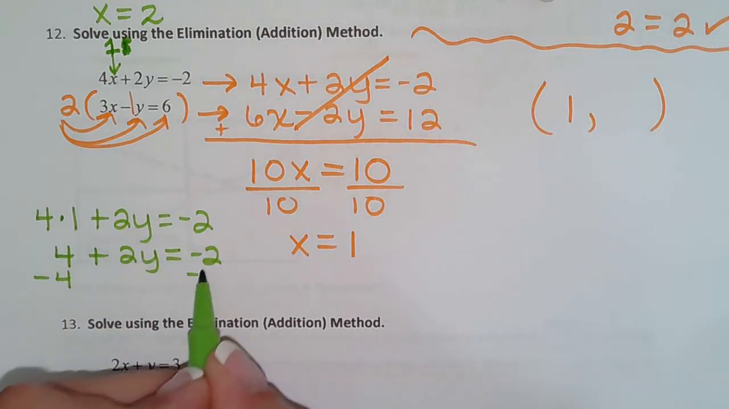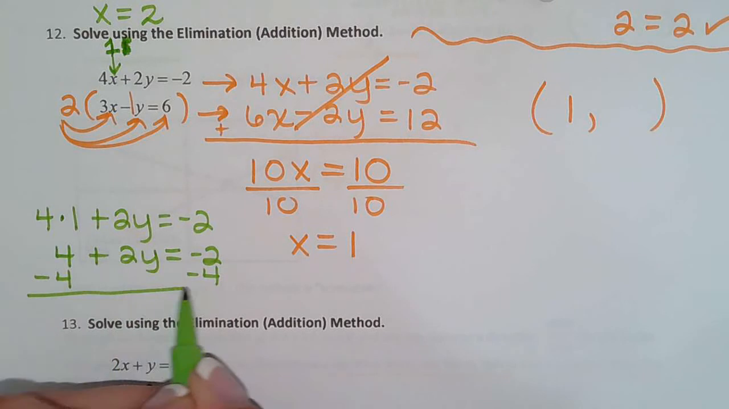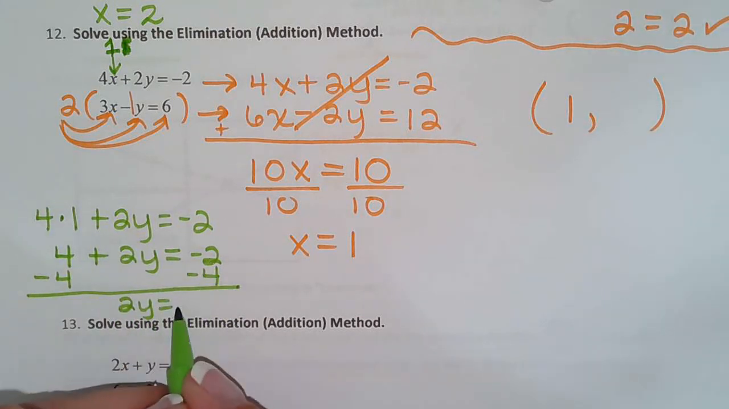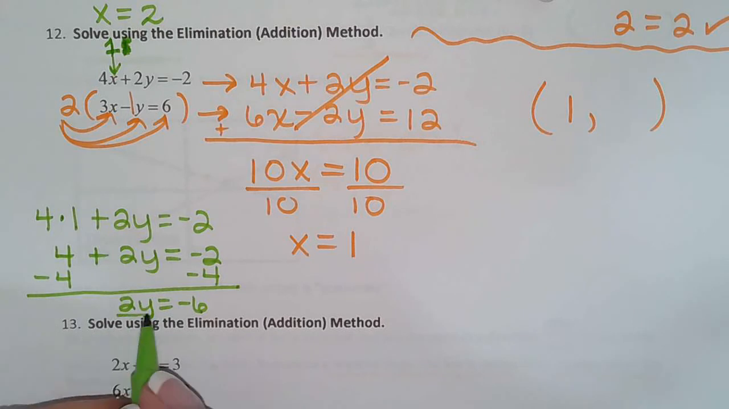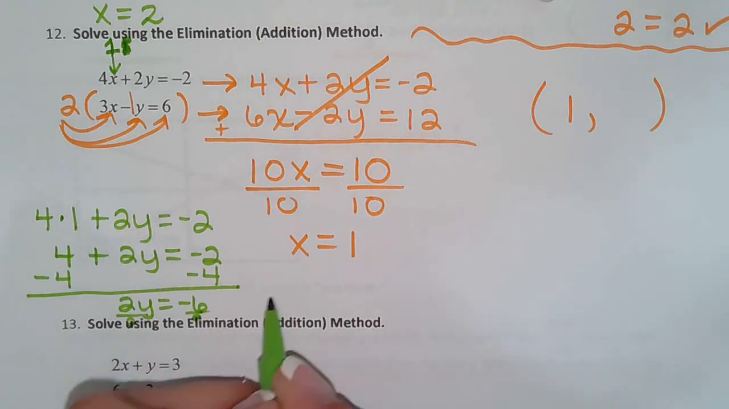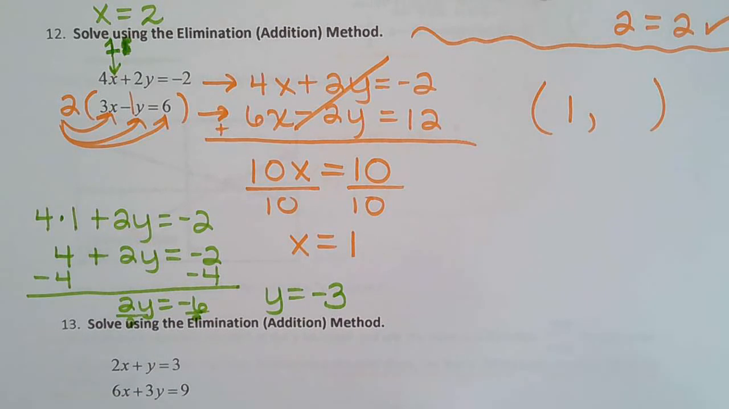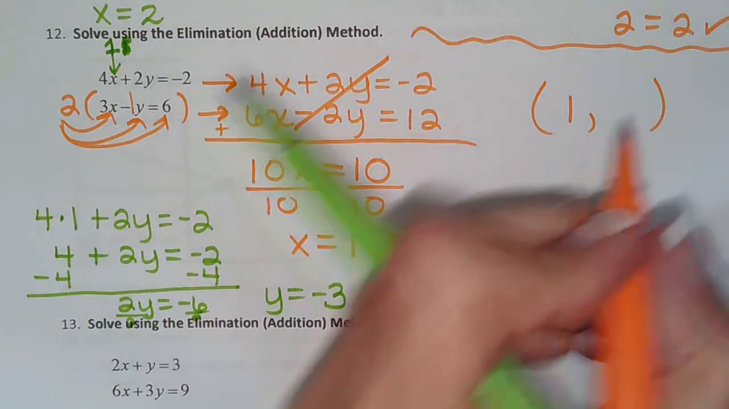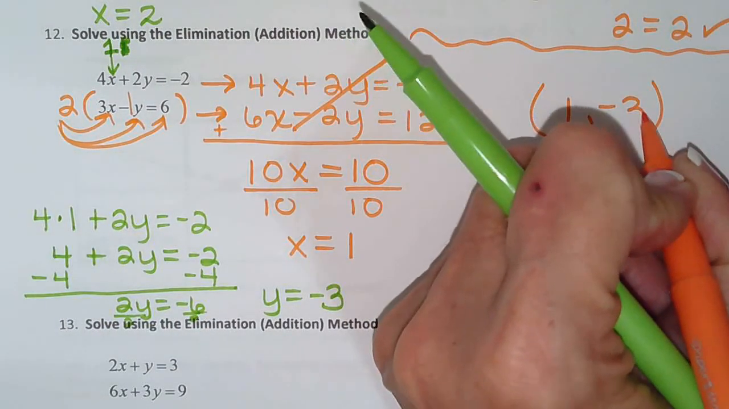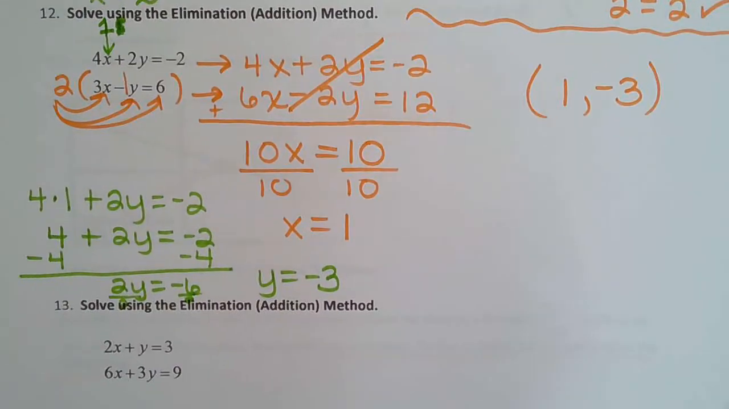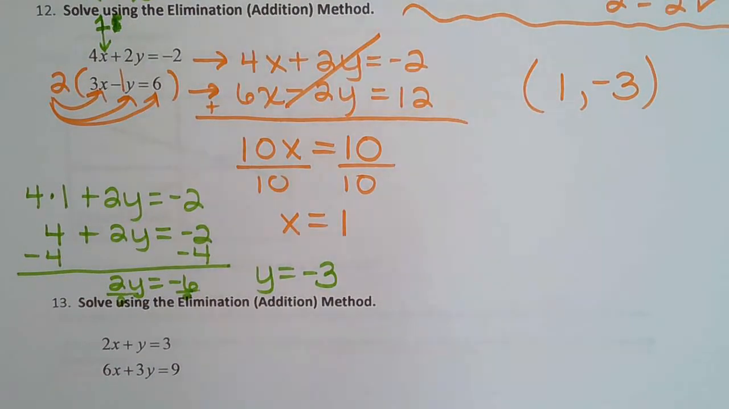Subtract 4 because we're trying to solve for y. We get 2y equals negative 2 and negative 4, negative 6. Divide by 2, divide by 2, y equals negative 3. And I think we might have time to check it, so let's check one more. I do like checking them because it's so exciting when they check.